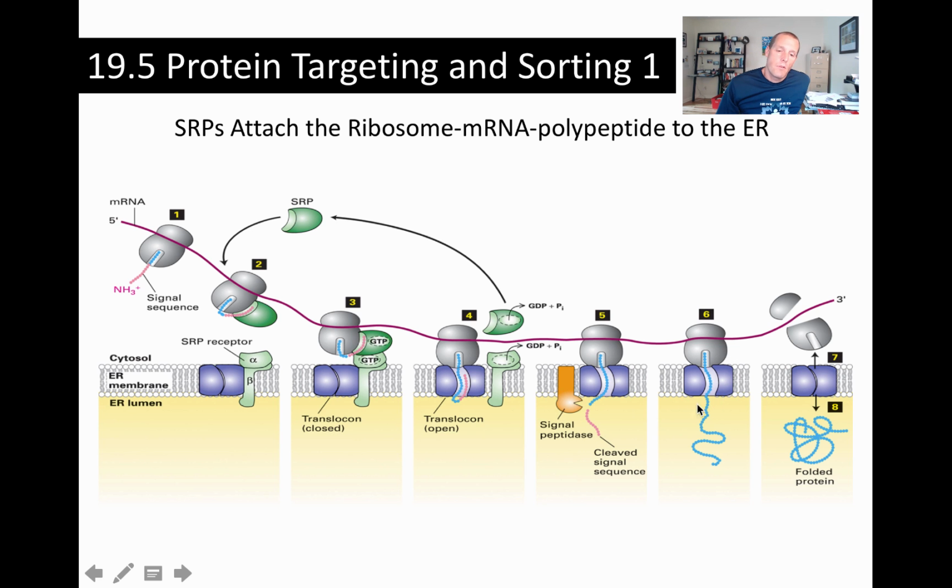We keep threading the growing polypeptide chain through, and eventually the whole chain is released into the ER lumen, and it will be folded and checked for folding using some of the mechanisms we've discussed in an earlier video. So that's how we get a folded soluble protein into the ER lumen.